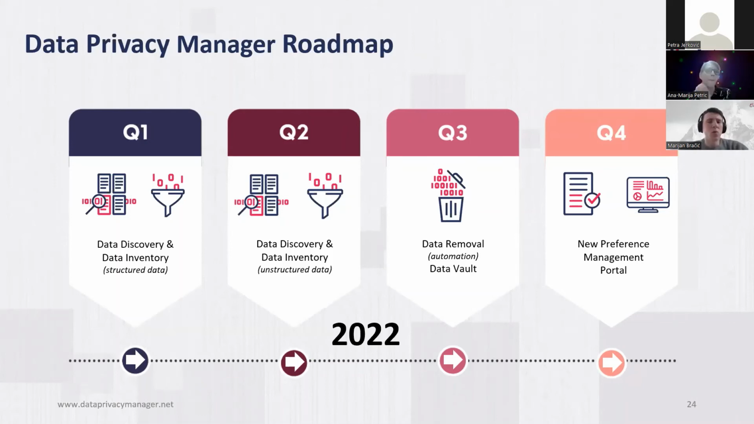Next quarter, we are releasing the data discovery for unstructured data with connectors to Microsoft 365, SharePoint, OneDrive, and so on. In Q3, we are releasing a new module for automation of data removal, and also starting to use our own proprietary technology called Data Vault, which is the ultra-fast search of encrypted data. And in Q4 of this year, we are going to release the new preference management portal for consents and preference management.